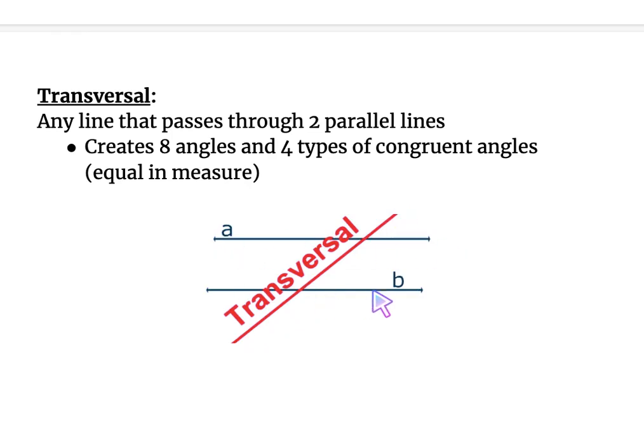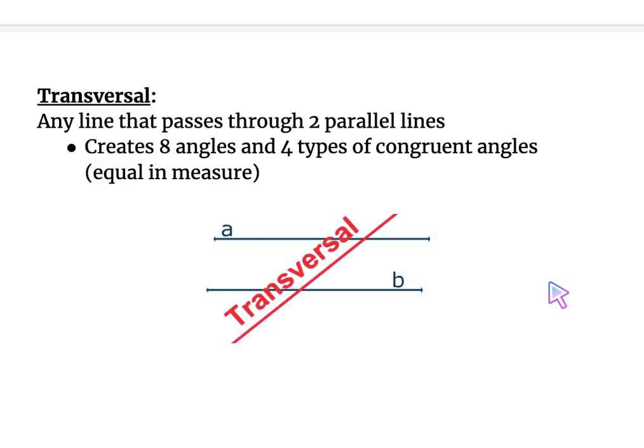I have two parallel lines, lines A and B, that are never going to meet, and then I have a transversal that cuts through. By cutting through, the transversal helps create 8 total angles. 1, 2, 3, 4, 5, 6, 7, and 8. Okay? 8 total angles. And it's going to create, in addition to that, 4 types of congruent angles.